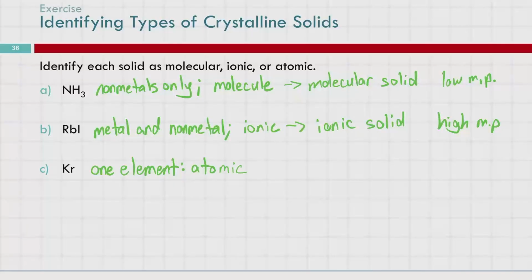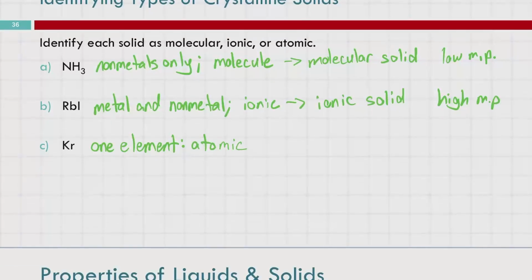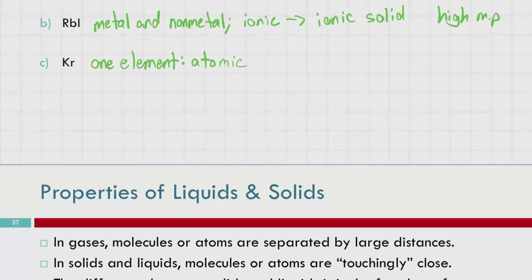So we've got one element in there. It's an atomic solid, and it is non-bonding. So it's probably going to have a very low melting point because of that.